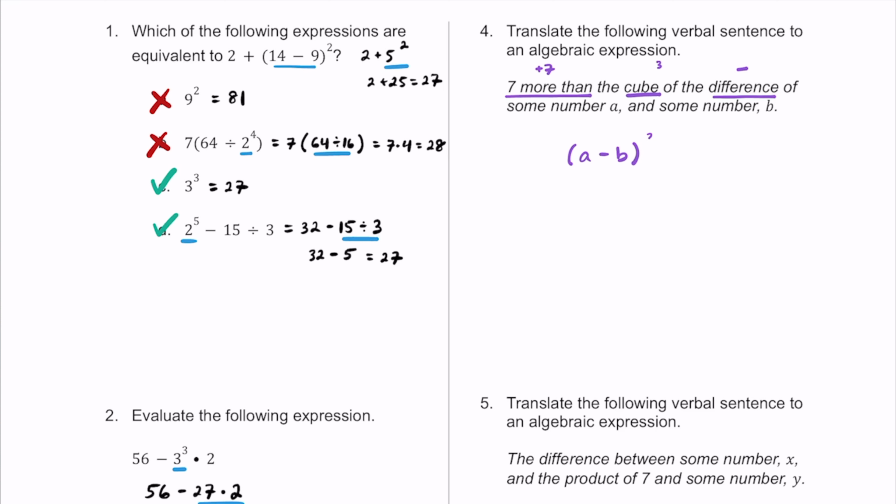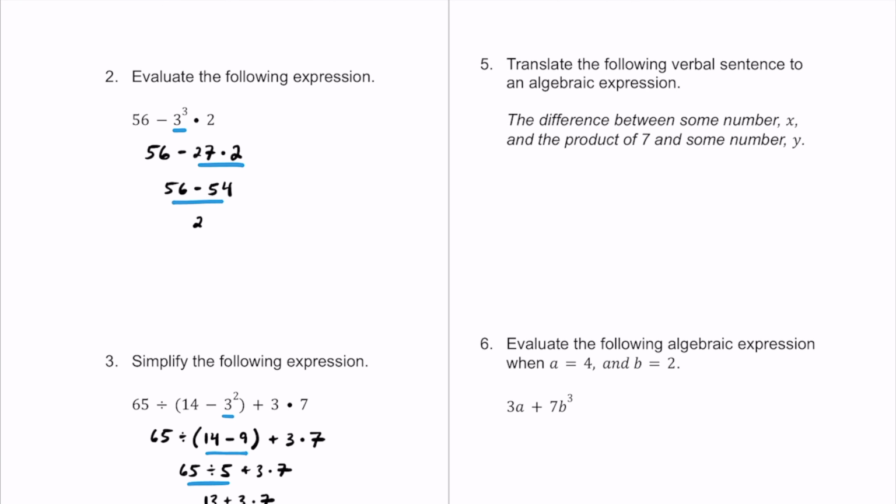So the cube of the difference would mean that you have to subtract, then raise it to the 3rd power. And it's 7 more than that. So we have to add on 7 after that. So this would be this algebraic expression that we translated from just a verbal expression. If we knew the value of a and b, we could evaluate this expression, but we don't, so this is as far as we can go and leave it like that.